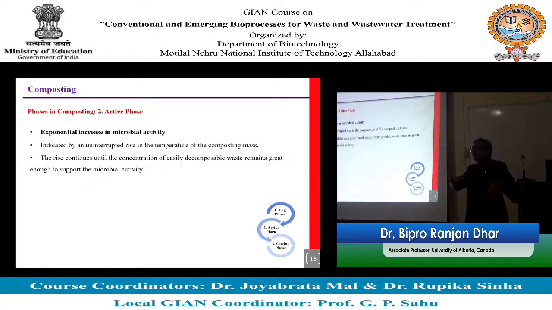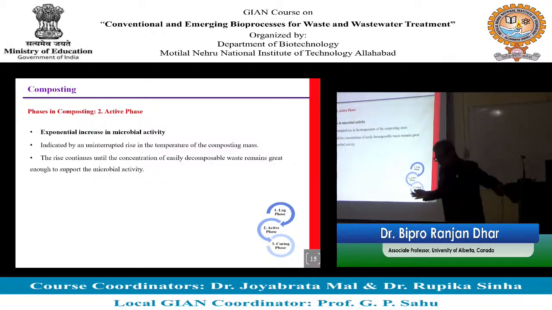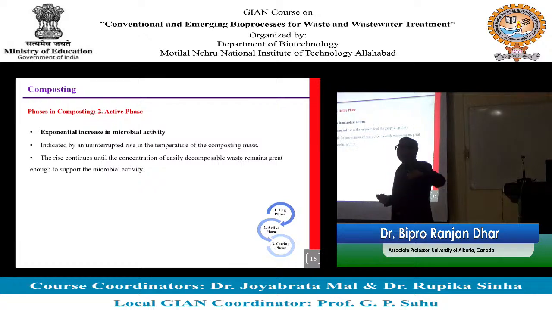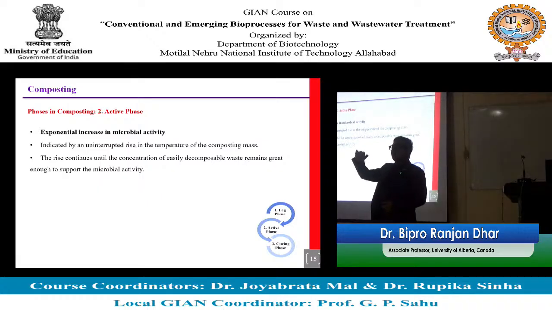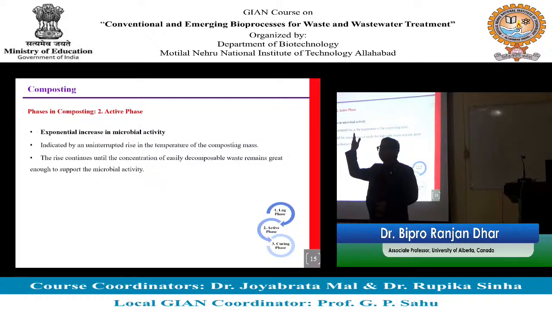That temperature increase is going to continue until microbes run out of enough food. So when you see the temperature started to decrease, that means your curing phase started and your active phase ended. So temperature is a monitoring parameter. But what if you see the temperature suddenly, the next day, instead of gradually decreasing, drop sharply, maybe from 60 degrees Celsius to 25 degrees Celsius the next day? Then there is something wrong.